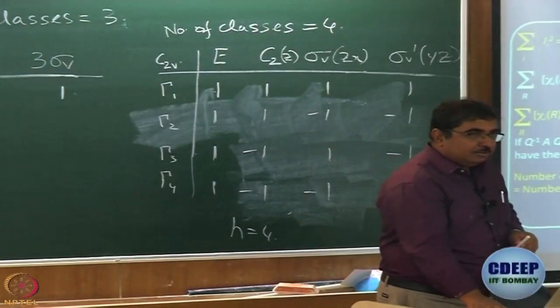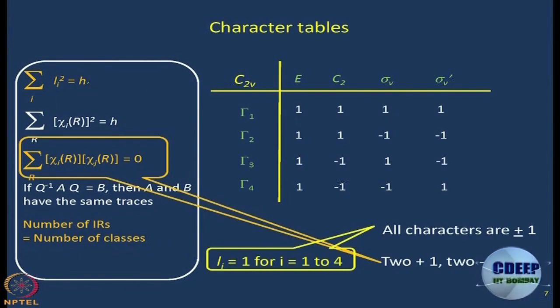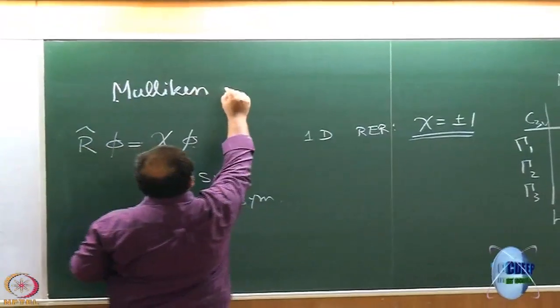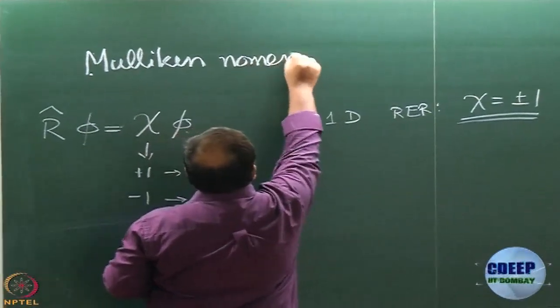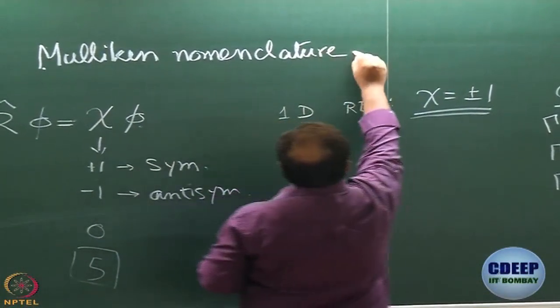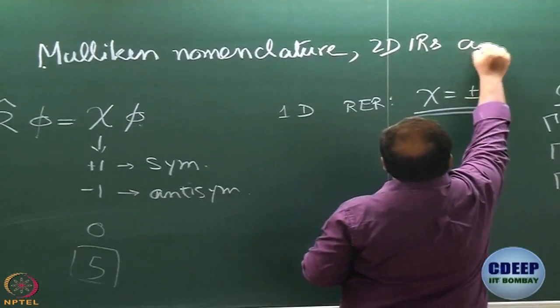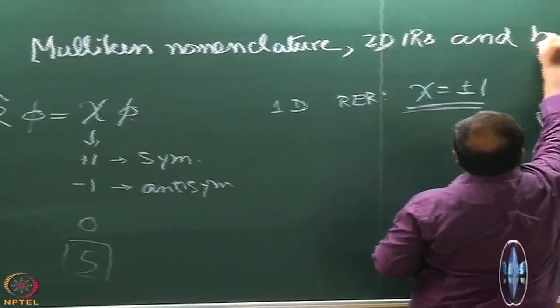Fine. So, this is what we have done so far. This is where we have reached in the discussion so far. Now, we start talking about character tables of a little more complicated groups as well, and we also talk about the nomenclature. So, what we are going to discuss now is Mulliken nomenclature. Two-D irreducible representations, and we will also discuss the basis.